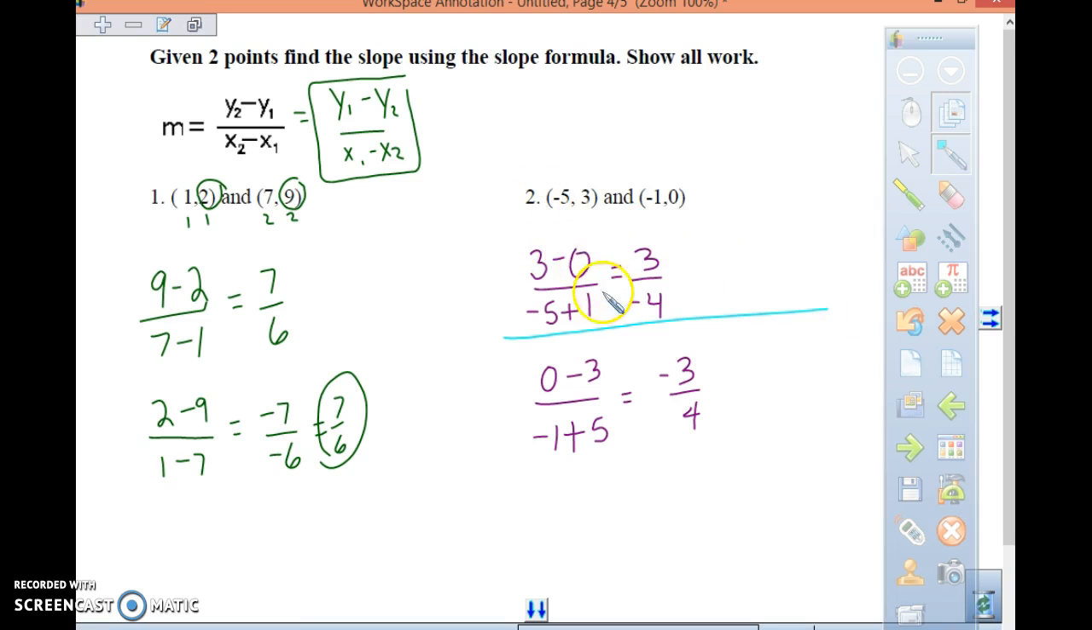Looking at this question 2, if we do the first point minus the second point, 3 minus 0, and then in our x values we have to subtract a negative, so that minus a minus turns into plus. Same thing happens with the other direction. If we do the second minus the first, we get 0 minus 3, but then in our x values, -1 minus a minus 5 turns into a plus. And it doesn't matter in the final answer if our negative is in the denominator or in the numerator. It could also be written right in front of the fraction bar.